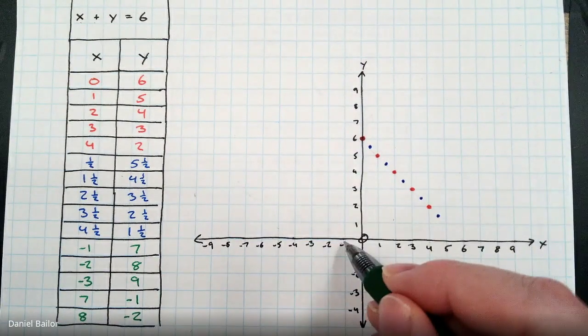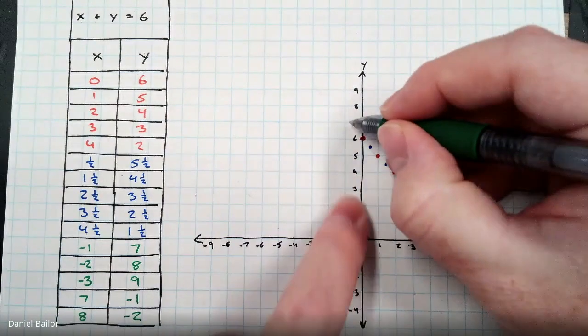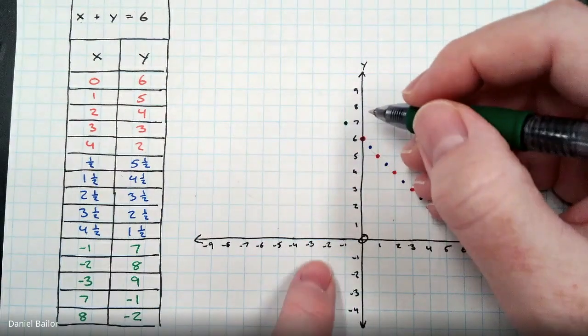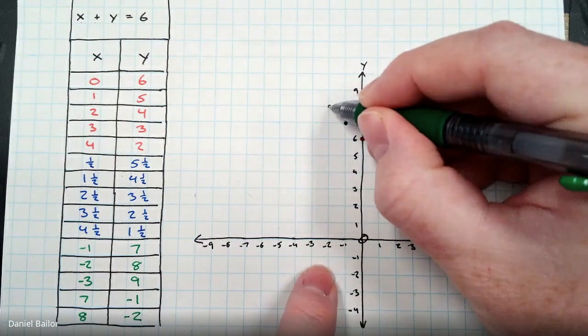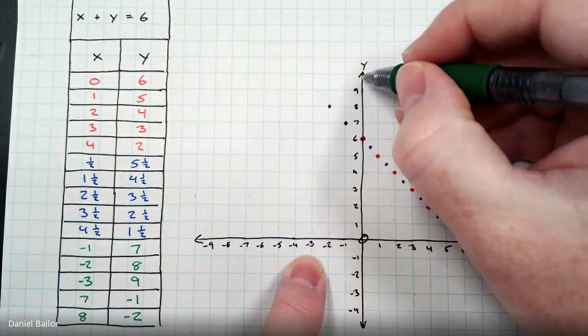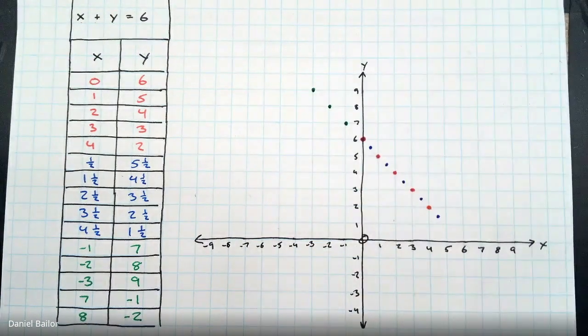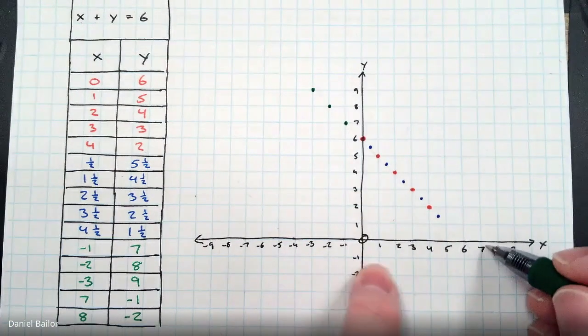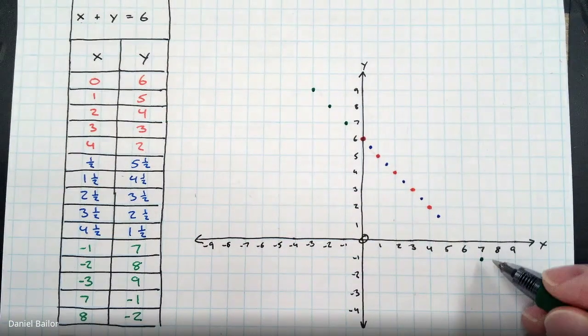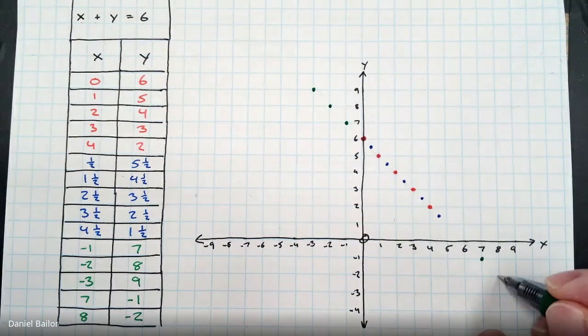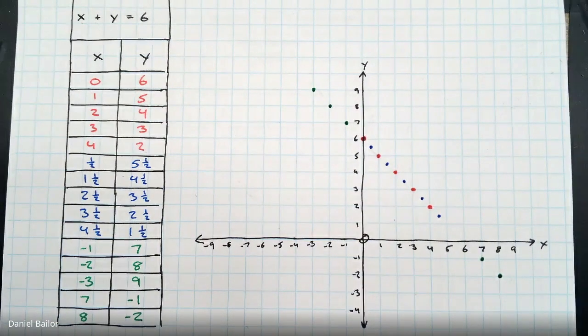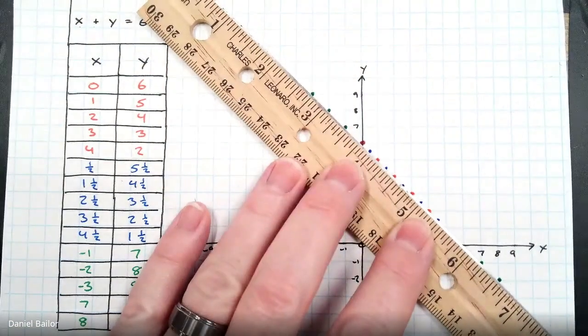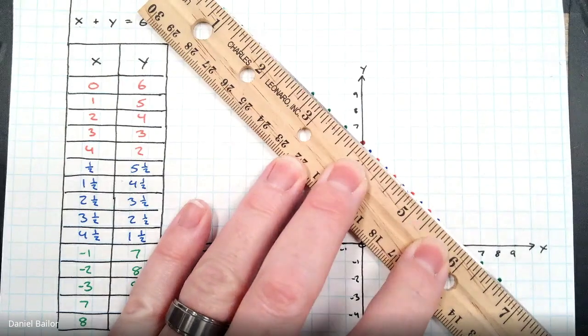So x is -1, y is 7. X is -2, y is 8. X is -3, y is 9. And then when x is 7, y is -1. And when x is 8, y is -2. Now it's looking closer and closer that it's going to be a straight line. So I'm actually just going to connect all these points like this.